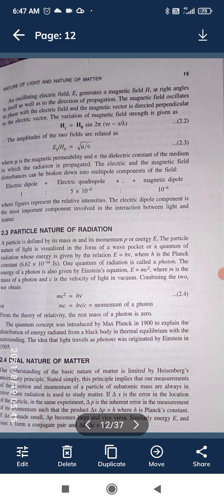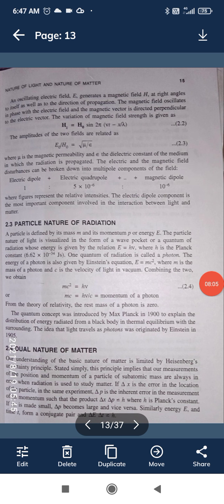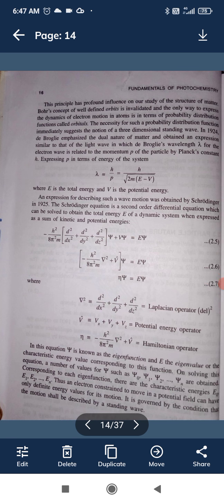If Δx is the error in the location of a particle and Δp is the inherent error in the measurement of its momentum, then the product Δx Δp is approximately equal to h, where h is Planck's constant. If Δx is made small, Δp becomes large and vice versa. Similarly, energy and time form a conjugate pair, given by ΔE Δt approximately equal to h.